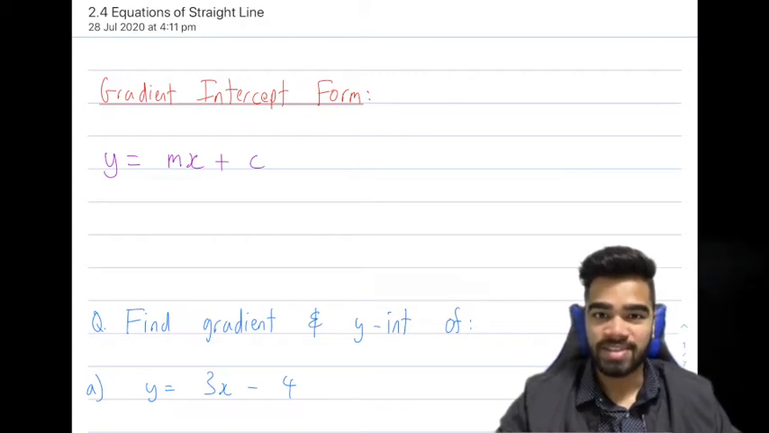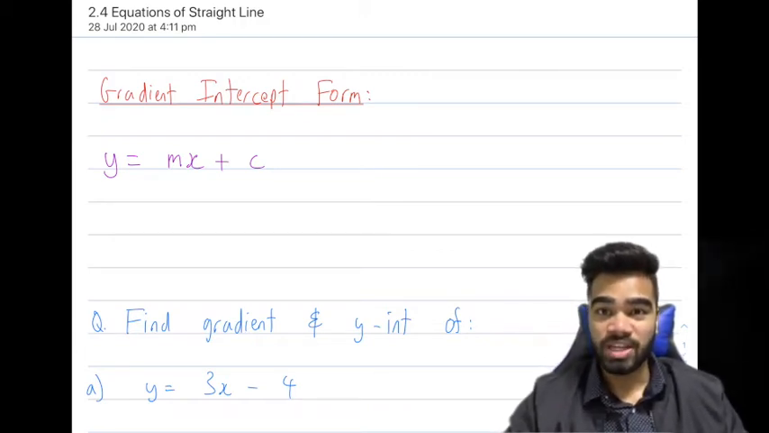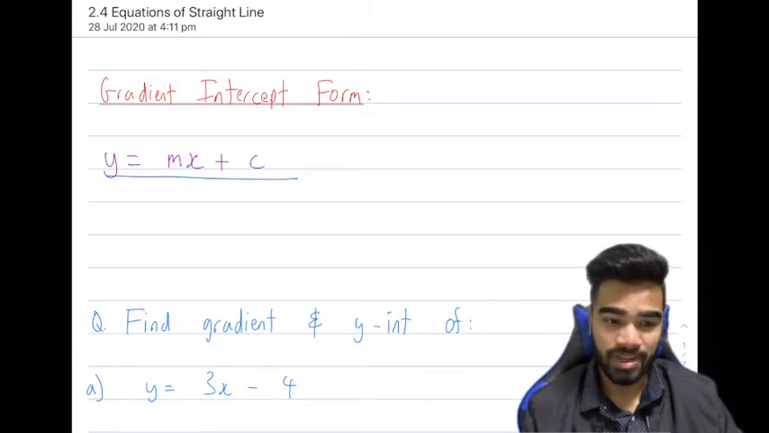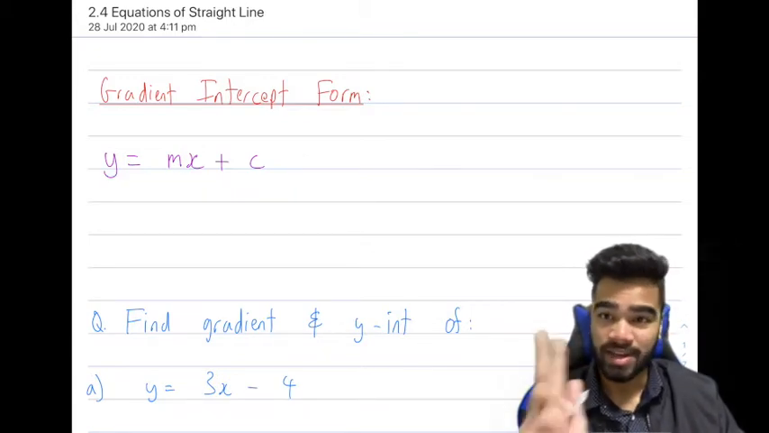Alright, welcome to the next lesson. In this lesson, we're going to be talking about equations of straight lines. Now, as you can see, we have y is equal to mx plus c over here, which I'm sure all of you are familiar with. It's called the gradient intercept form, and it has two components.